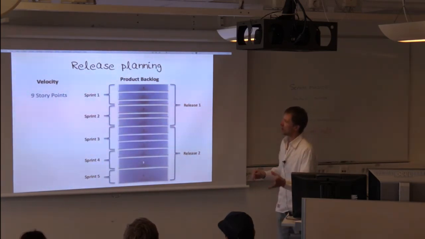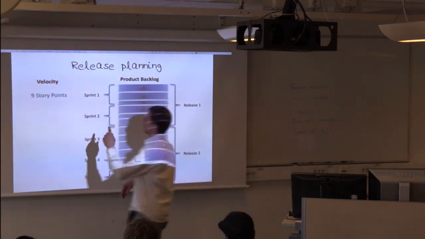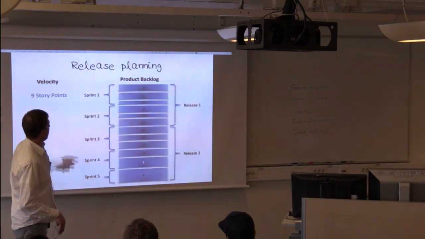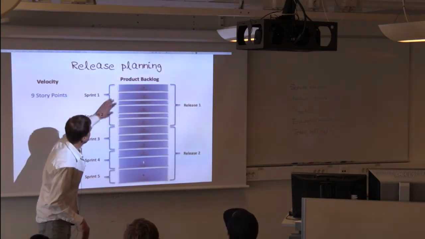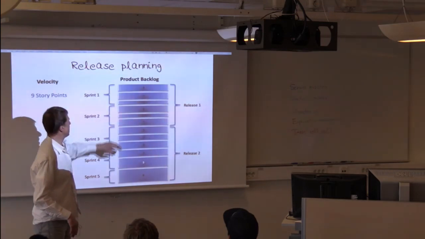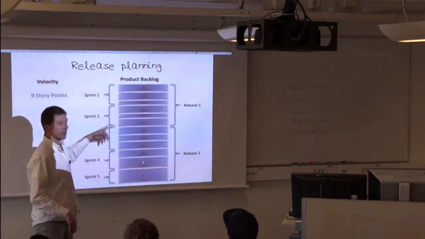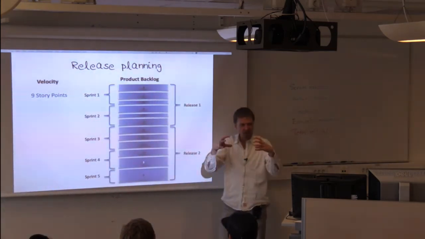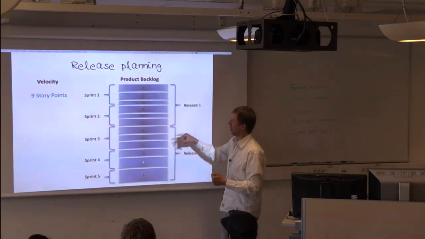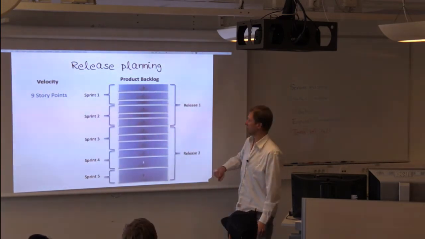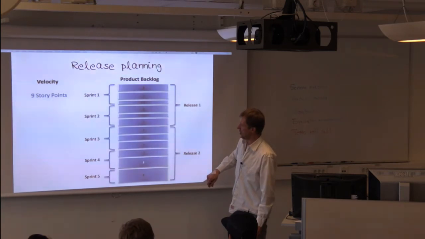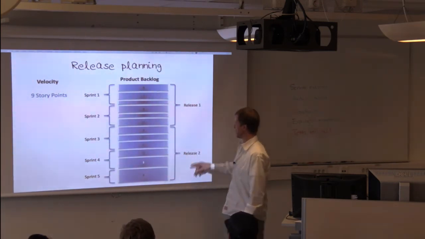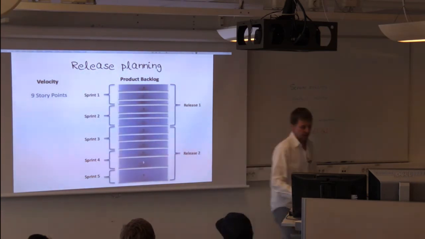And of course, you don't have precise estimates, but if you have a velocity of 9 story points, and if this is the product backlog, well, then you can see that you should be able to do about these 6 stories in 2 sprints, and then the product owner might say, okay, this is worth it. This is enough meat for a release, right? So I'm planning a release after 2 more iterations, and then it turns out that you need 3 more iterations to pull off the next set of features here.